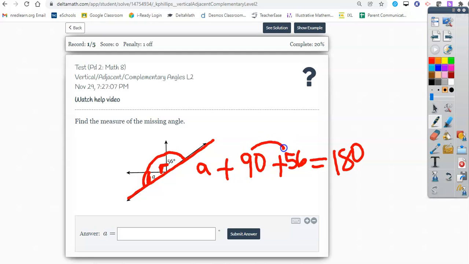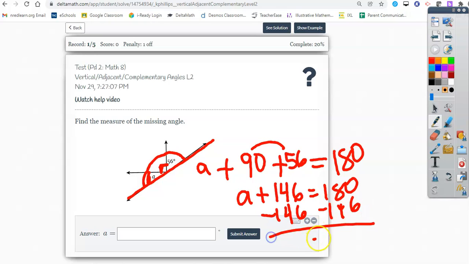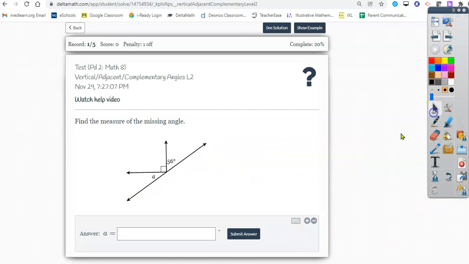So I'm going to combine like terms right here. And then I'm going to subtract 146 from both sides. And that's how I'll find my missing angle measure. So the missing angle measure is 34. Again, all three of these angles form a straight line.